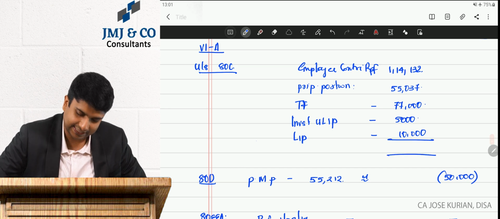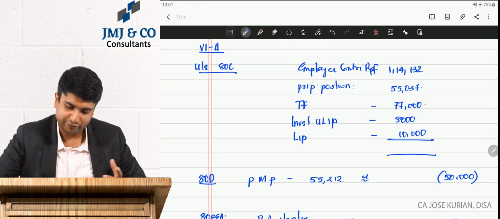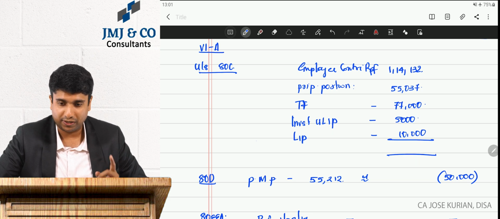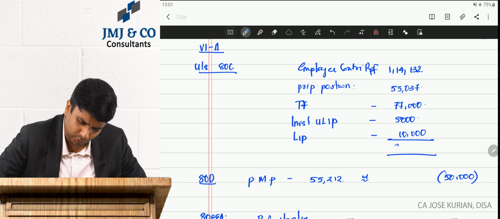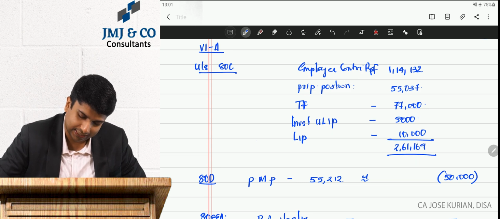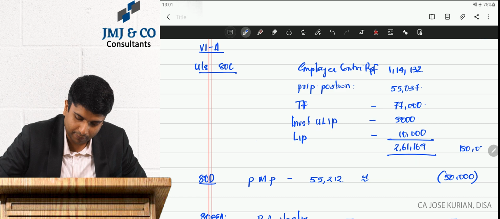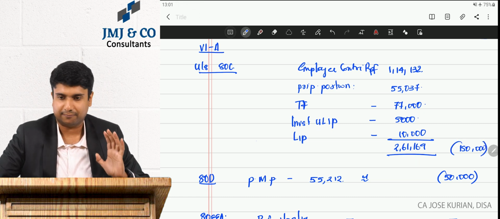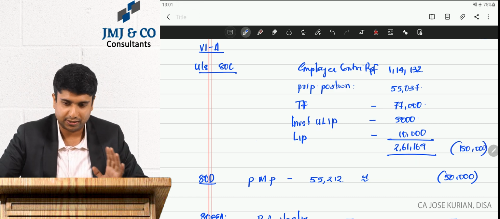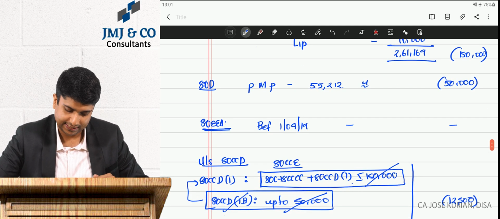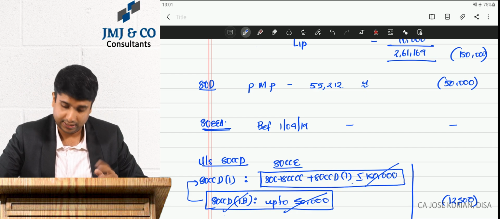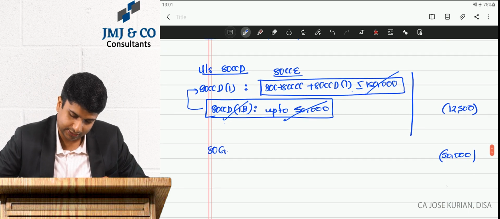So chapter 6A deduction, first of all, 1,14,132 plus 55,037 plus 77,000 plus 5,000 plus 10,000. And what is the total? It would be 2,61,169. As you know, it is subject to a ceiling limit of 1,50,000. So you can claim a maximum of 1,50,000 as a deduction. That's it. You cannot claim more. Then 50,000 is there. Then under 80CCD(1B) you can claim 12,500, and again 80G another 50,000.